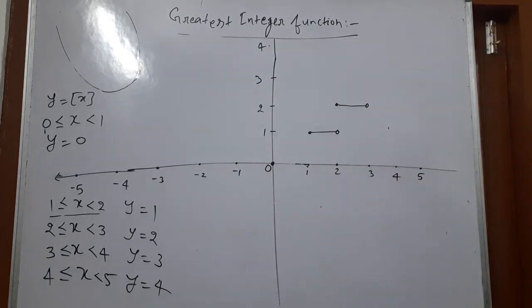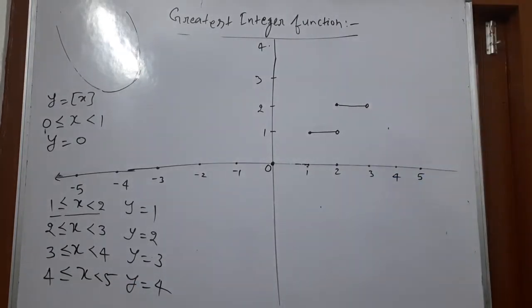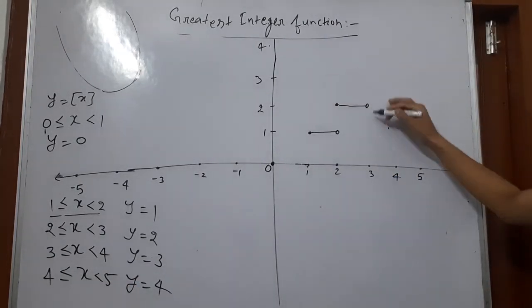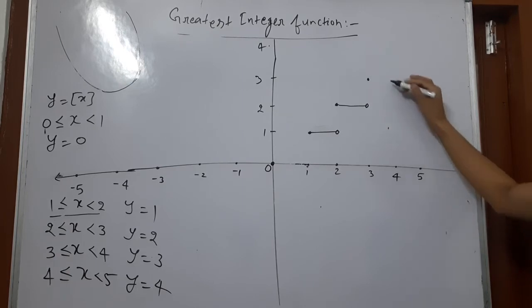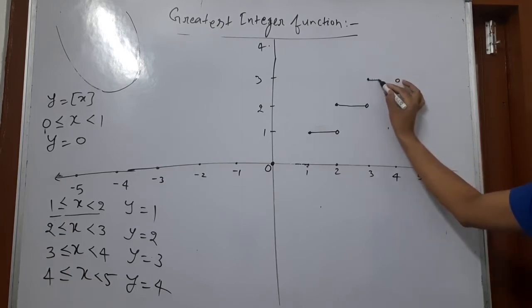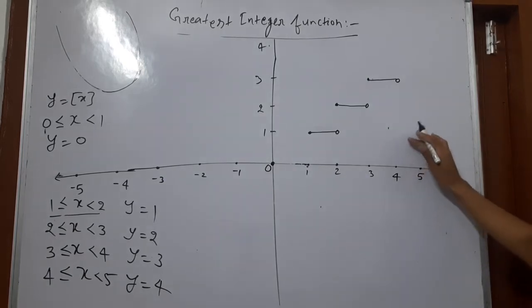Okay. Now when x is from 3 and before 4, this is always 3, so take a hollow circle, dark circle in front of 3 and hollow circle in front of 4. After that, join these points. Okay, exactly for 4.